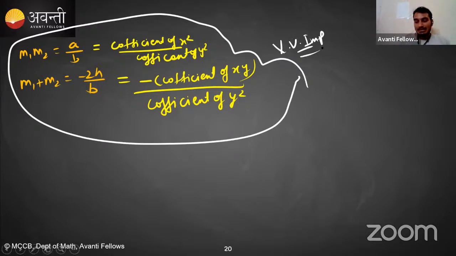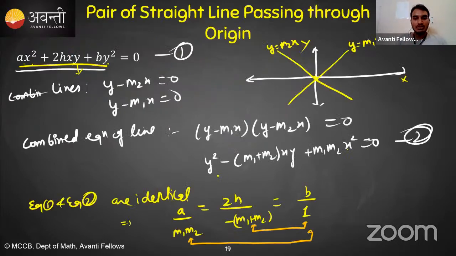So what I said, ax square plus 2hxy plus by square is equal to 0 will represent two lines which are passing through origin. Let's assume that one of those lines has slope m1 and the other line has slope m2. So I can assume those lines as y is equal to m1x and y is equal to m2x. So quickly I found the combined equation of these two lines. Both equation 1 and 2 are identical, because both are giving us the combined equation of the same lines only.